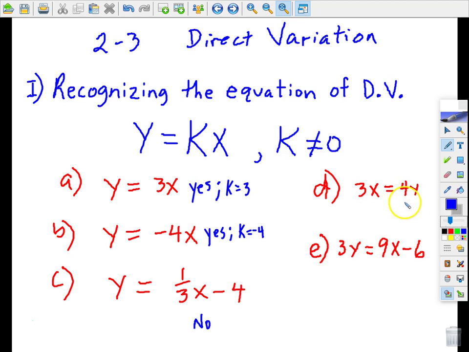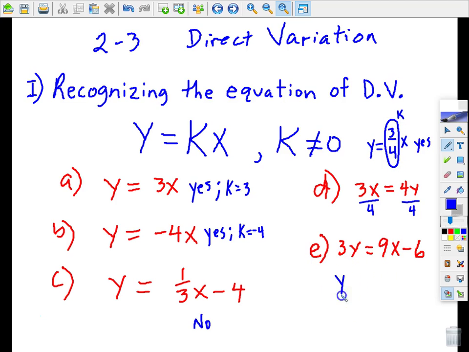Letter D, to be sure, I'm going to solve for y first, and when I do, I get this equation. So maybe on the outset you said, well, it doesn't look like this equation, so it must not be direct variation. Well, you don't really want to make that conclusion until you've solved for y. And in solving for y, you hopefully can see that, yes, it is direct variation. And the constant of variation, of course, in this case is 3/4.